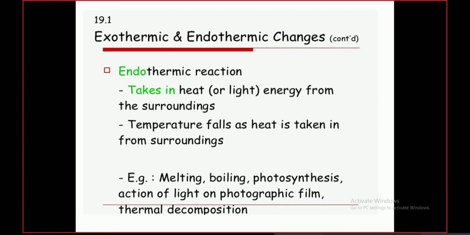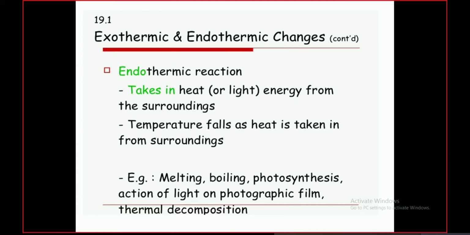Those chemical changes in which energy changes take place and the temperature of the surrounding drops are called endothermic changes. As you can see on the screen, therm means heat and endo means take in the heat. So whenever a chemical reaction is taking heat from the surrounding or absorbing heat from the surrounding, that reaction is called an endothermic reaction.